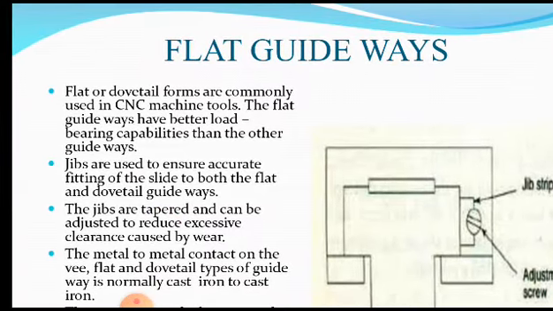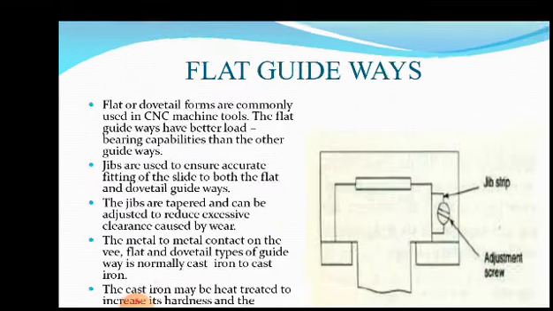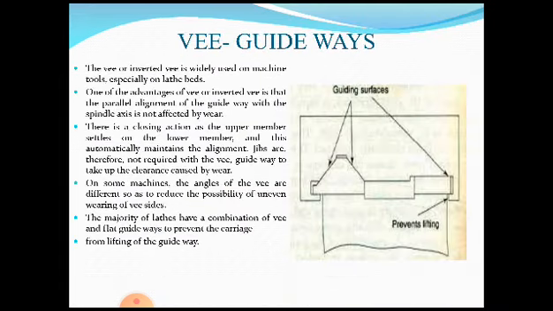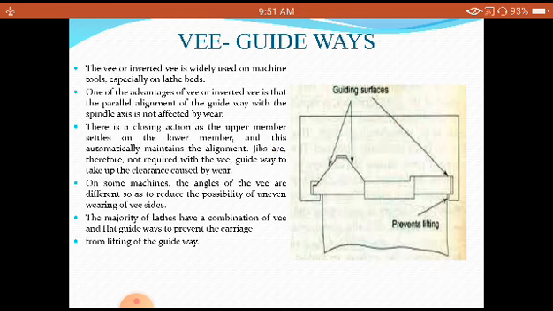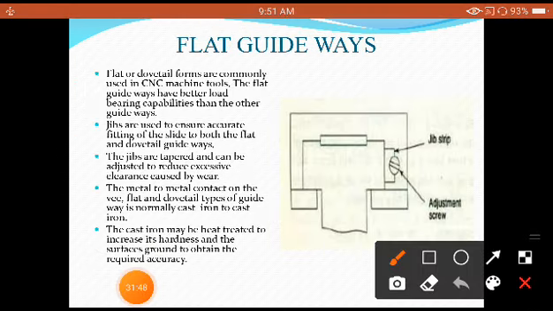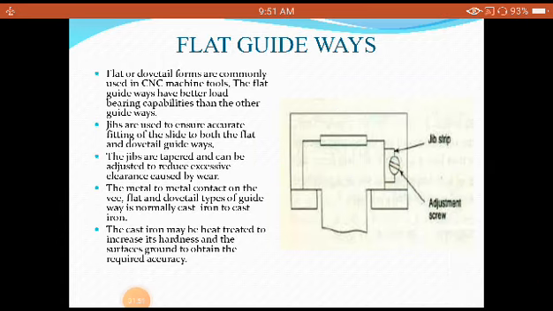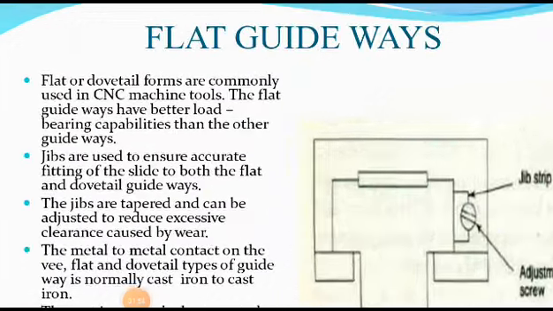Flat or dovetail guideway forms are commonly used in CNC machine tools. The flat guideways have better load bearing capabilities than the other guideways. It's common sense, because just observe the previous one. The amount of load coming is coming directly on these surfaces. But in the case of flat, it is covering this much area. That is why these are preferable compared to the V guideways.